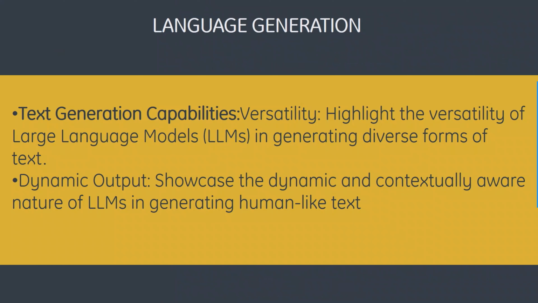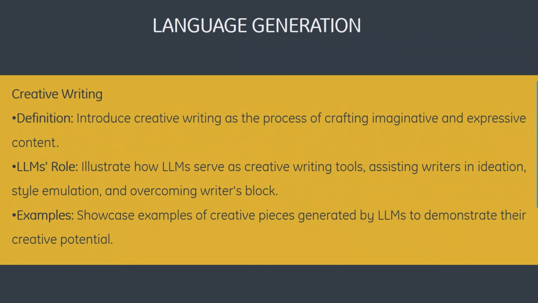Next thing is language generation. Firstly, we have text generation capabilities, highlighting the versatility of large language models, or LLMs, in generating diverse forms of text. And then we have dynamic output, showcasing the dynamic and context-aware nature of LLMs in generating human-like text.